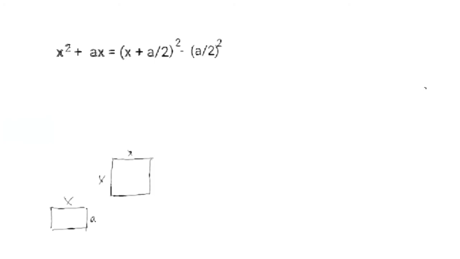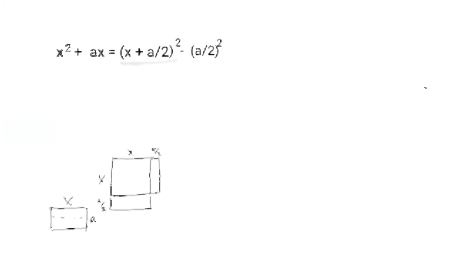If we were to split the box ax in half, we would essentially get two rectangles of size a over 2. Let's add that to our x squared. As you can see, the lengths of the sides are still x, and the shorter sides are still a over 2. If this were to make a complete square, then the side lengths would be x plus a over 2, all squared, as we see here.